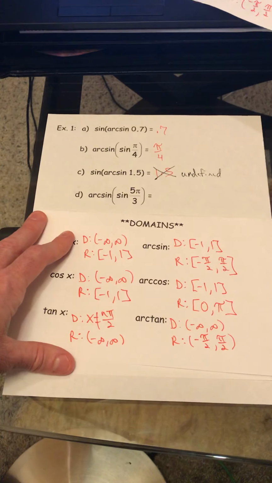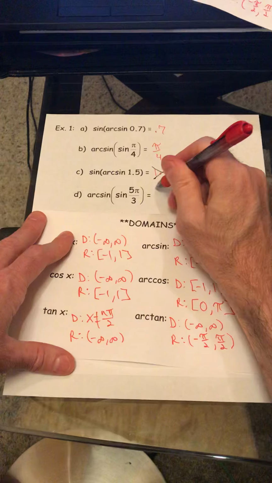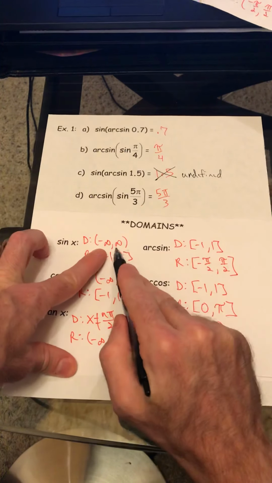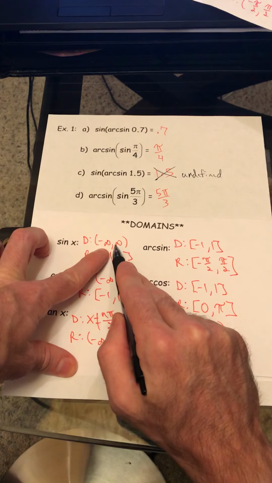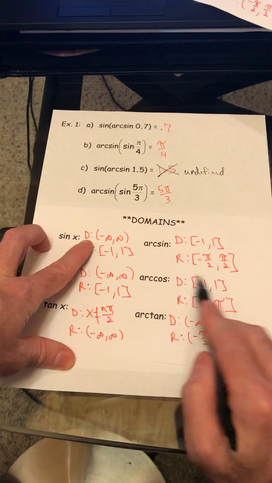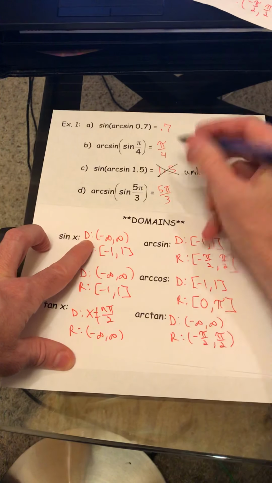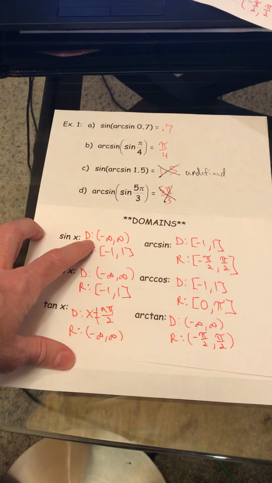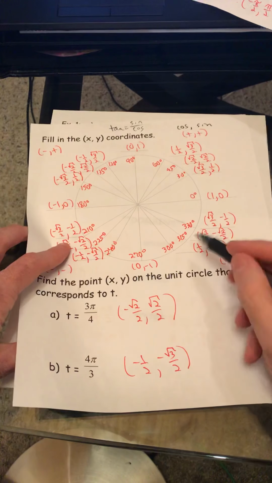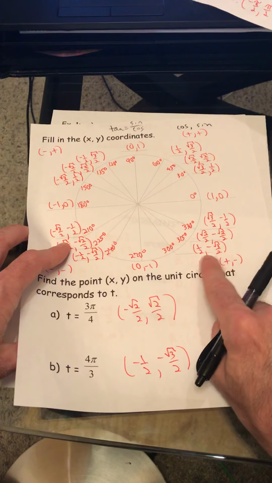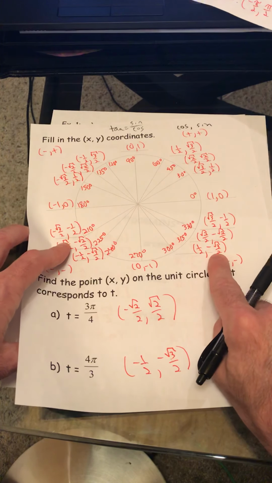Again, seems like, oh yeah, arcsine and sine cancel out to 5 pi over 3. Again, you look here. Is 5 pi over 3 in sine's domain? It is. Here's where, again, we run into the issue. 5 pi over 3 is not in arcsine's range. So what we need to do is locate 5 pi over 3 on our unit circle. Now we need an equivalent value that has this y value.